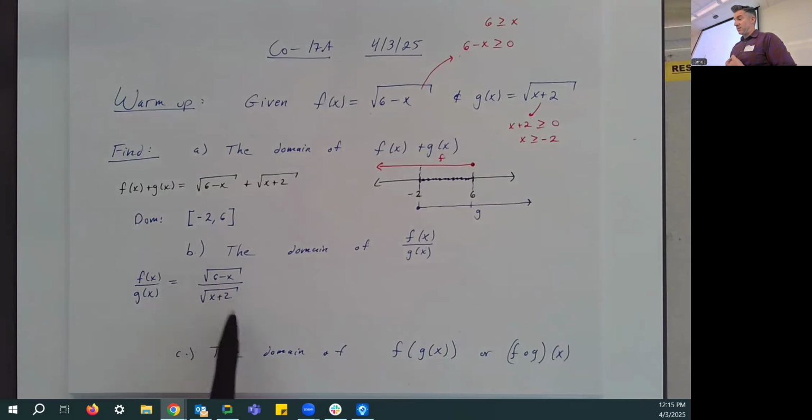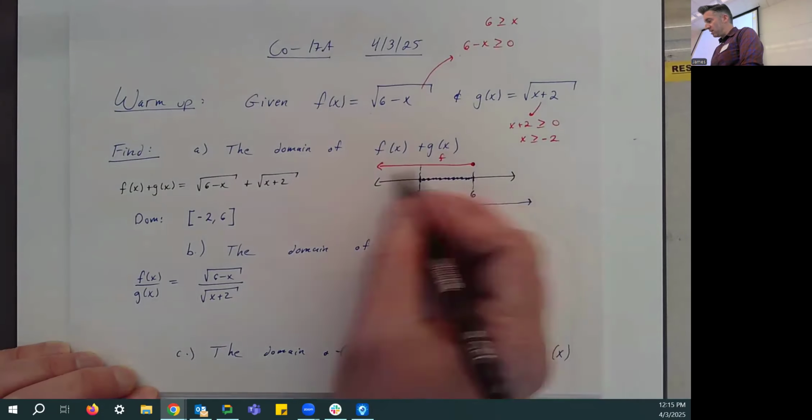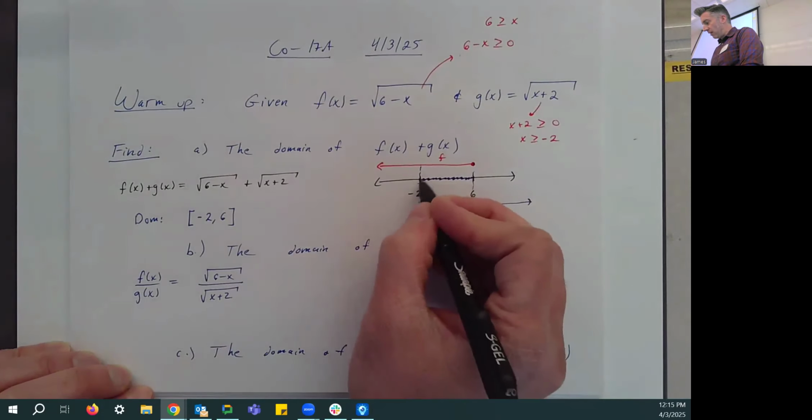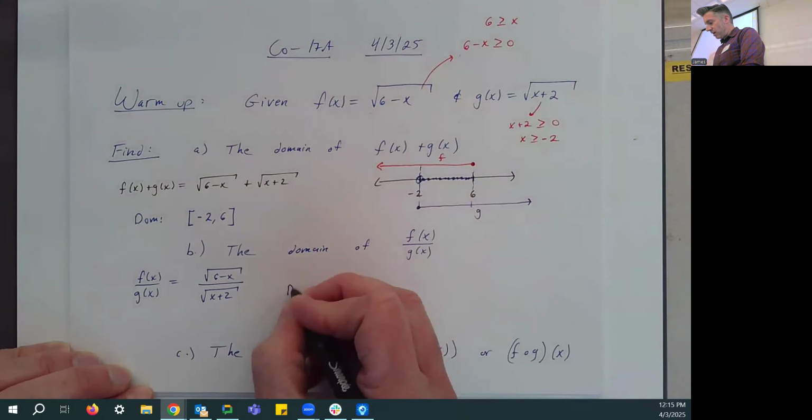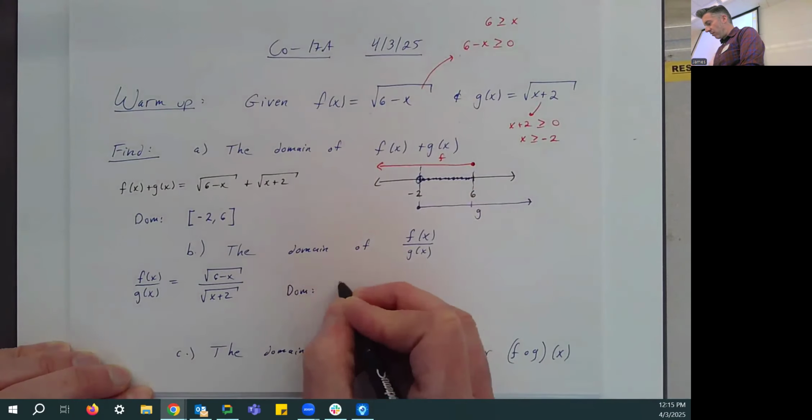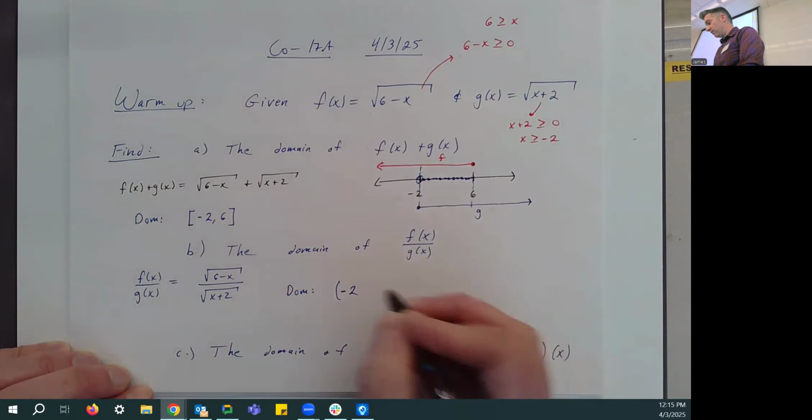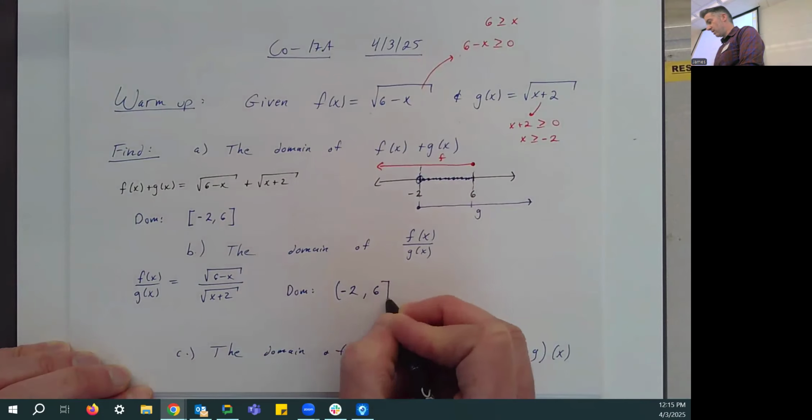Well, we still need x to be less than or equal to 6. And we still need x to be bigger than, and not equal to, -2. If it was equal to -2, we'd end up dividing by 0. So it's almost the same as this, except we want to exclude the -2 right there. So our domain here is going to be everything from -2 exclusive to 6 inclusive.